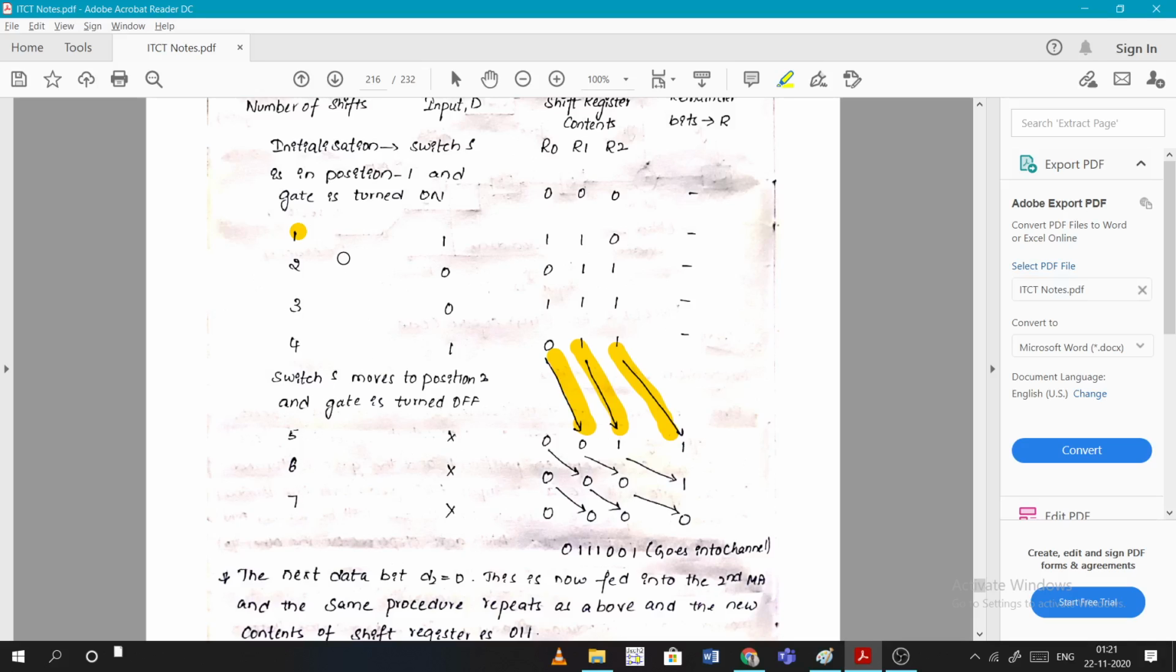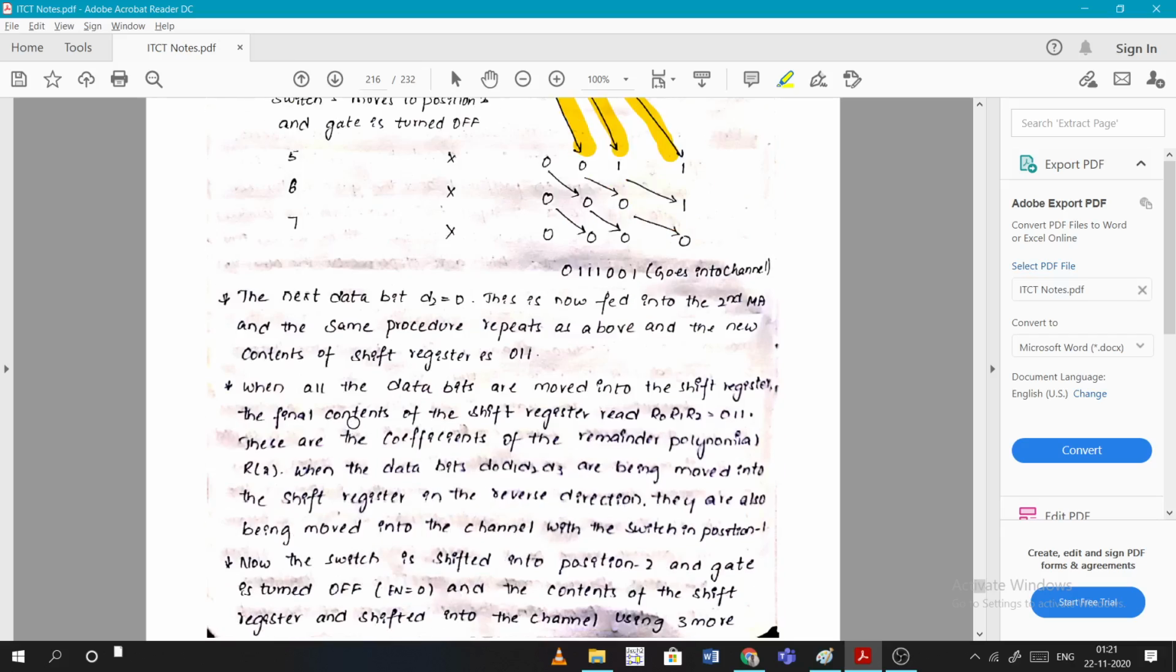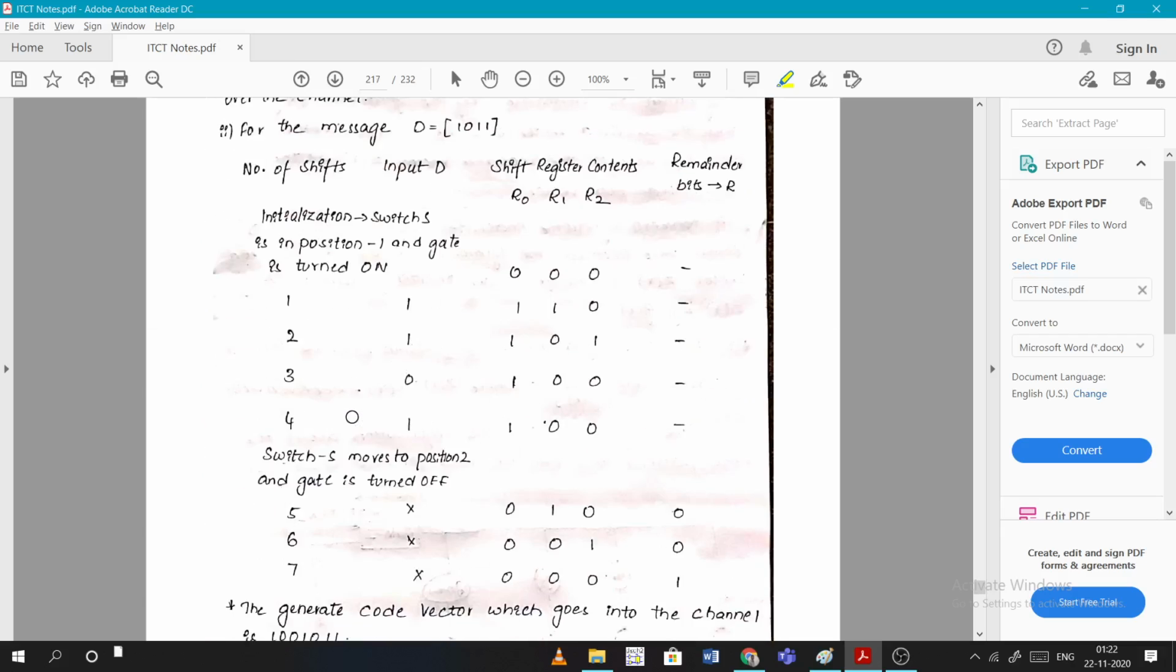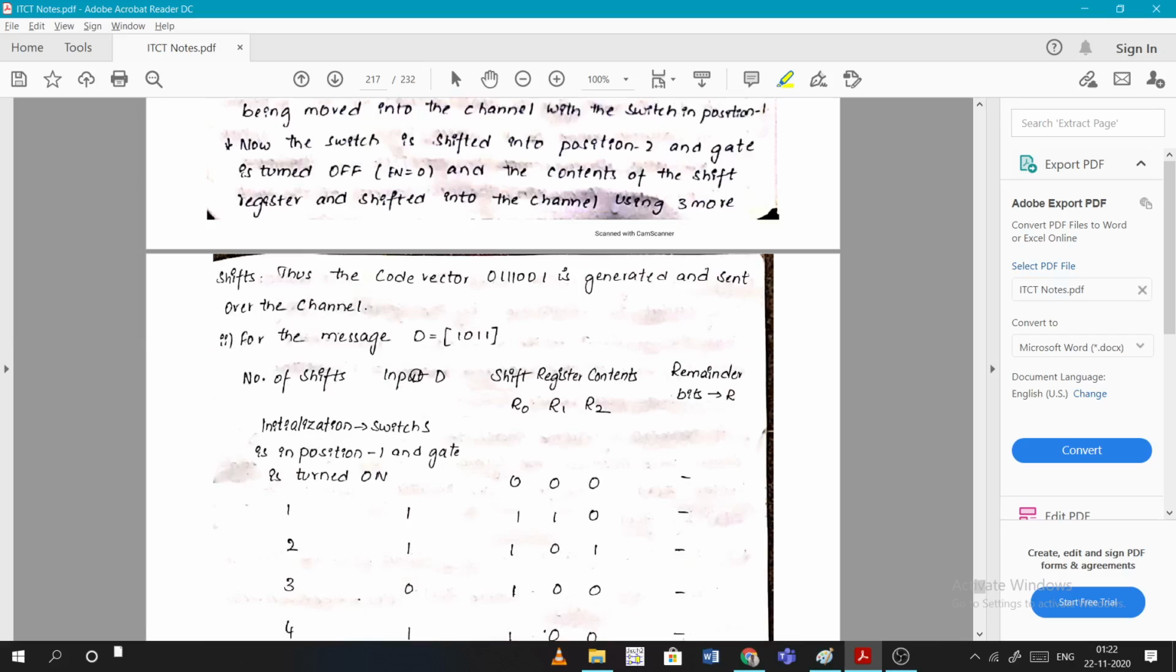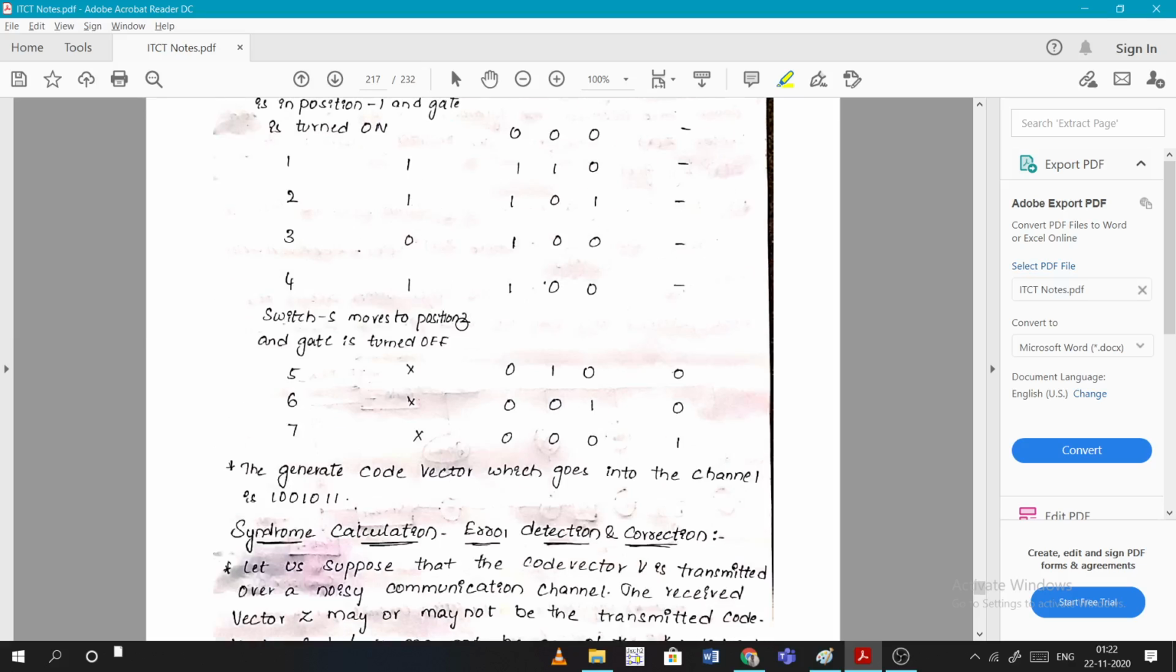That means from 1 to 7, right? Total 7 will come. There are basically n bits of code word, so that's why you got 7 bits of code word, that's why you got 7 cycles. Like that we need to do. So this is for the another message bit.